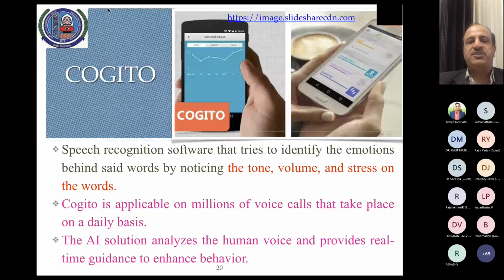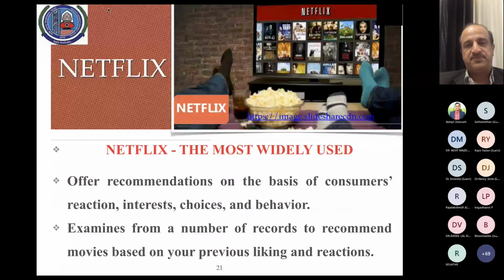Speech recognition software, I think most of us are using it. It can identify the emotions in our speech, the tone I am using, the volume at which I am speaking, and which word I am stressing. It takes a database of millions of voice calls and analyzes the human voice, and then provides guidance on how to react to that voice.